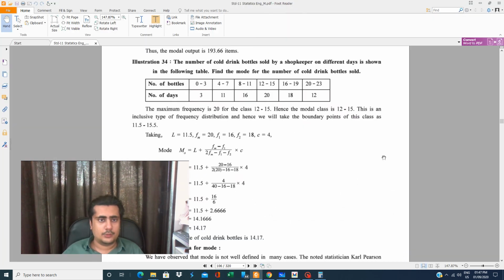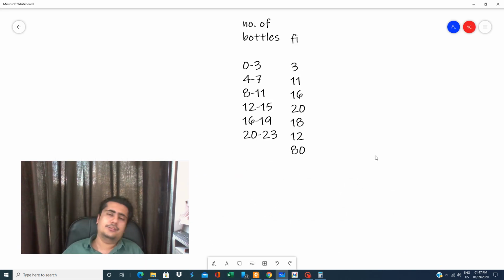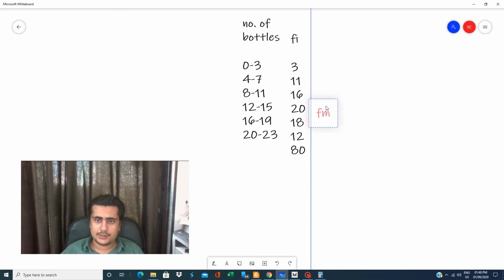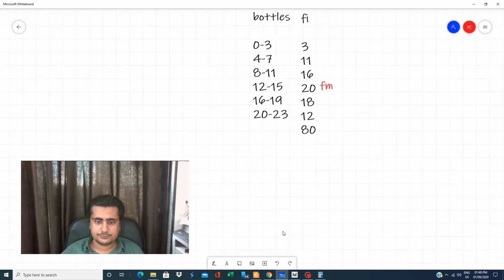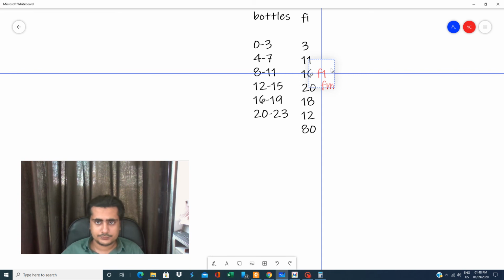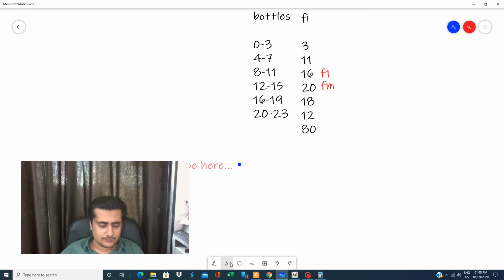Number of total is the number of days. I need to find mode. As I told you, the highest frequency should be considered as Fm. Your highest frequency is Fm. Then above this Fm there is F1. Then below this Fm there is F2.